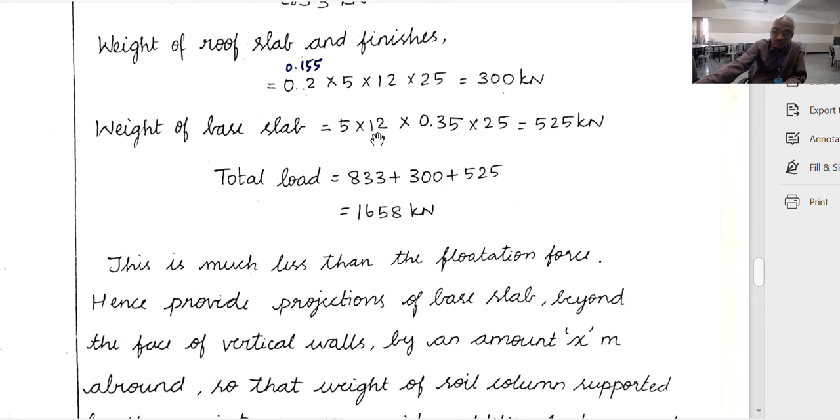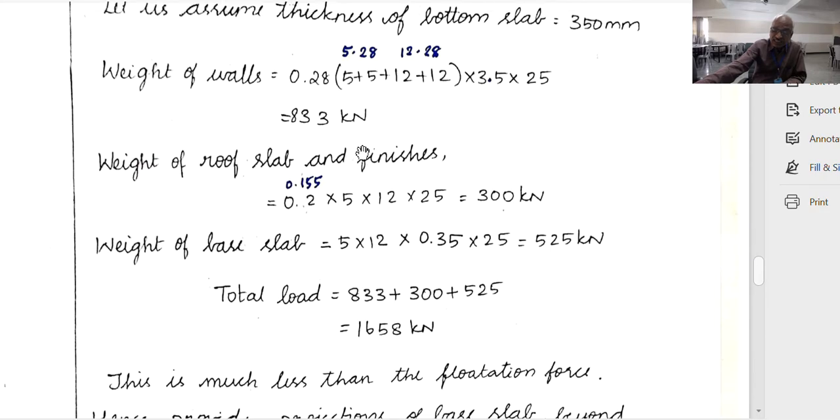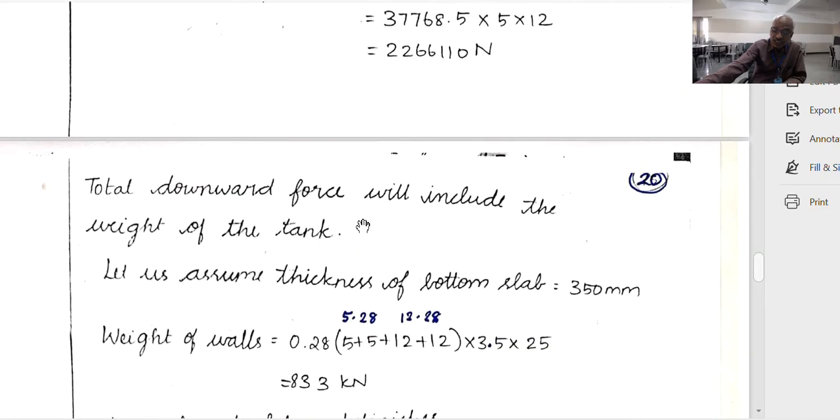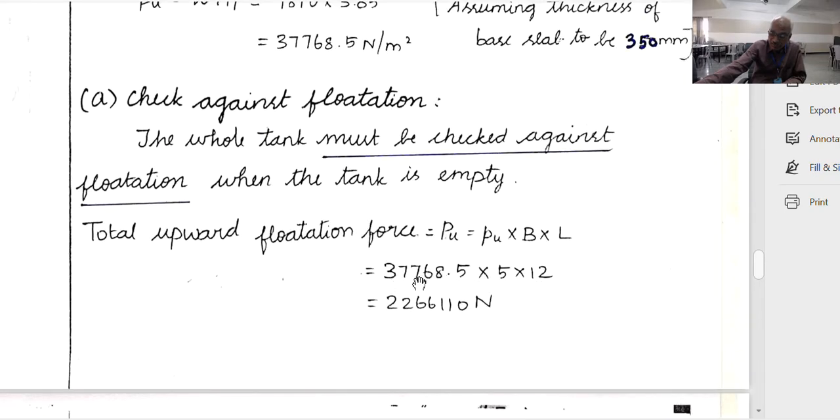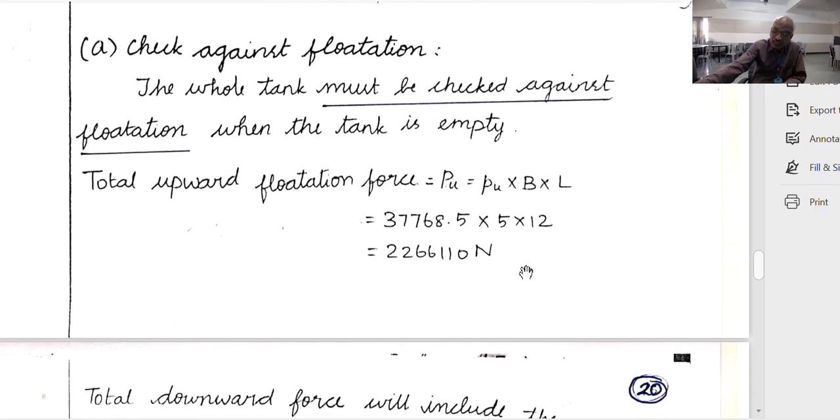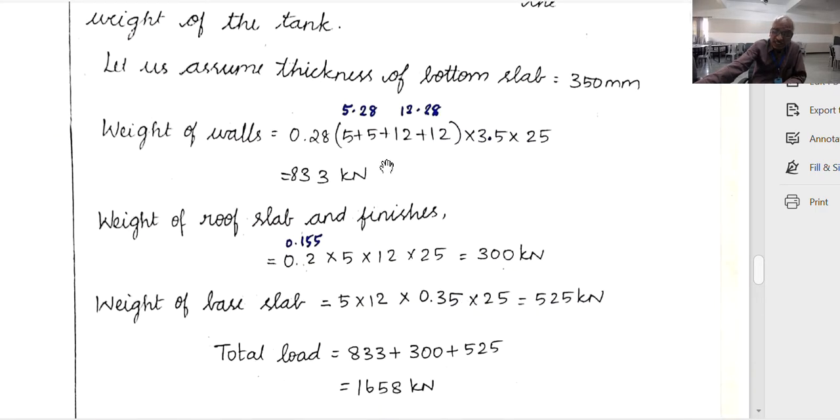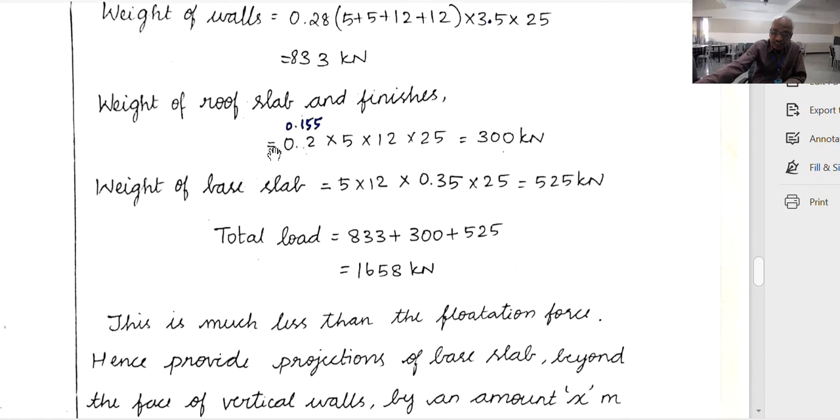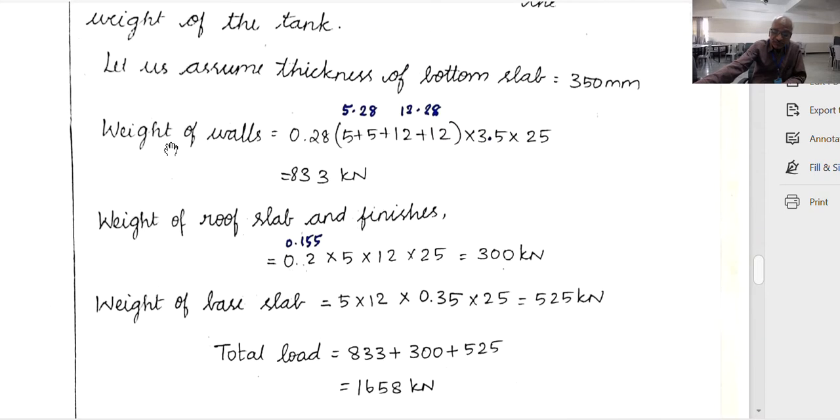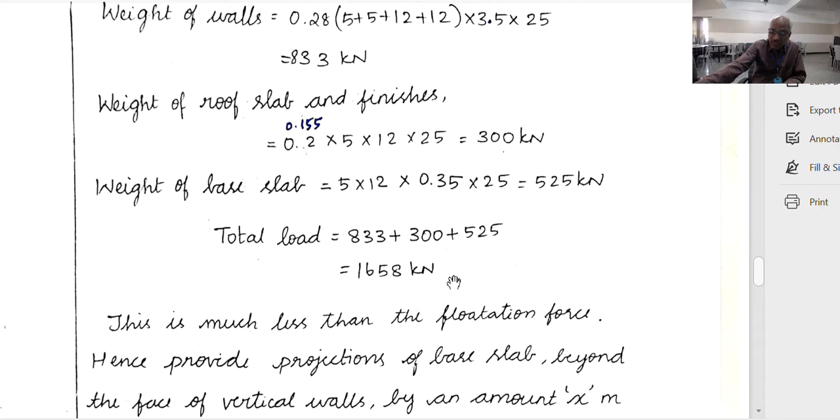Weight of base slab, again 5 meters by 12 meters. The reason here is, since we have taken the upward pressure considering only the inner dimensions, all these calculations are taken based on the inner dimensions. But here you can say 5.28 into 12.28. So weight of walls, then weight of roof slab, weight of base slab, and the tank is empty. Therefore, adding all these things, the weight is 1658 kilonewton. So 1658 kilonewton is the total downward load.